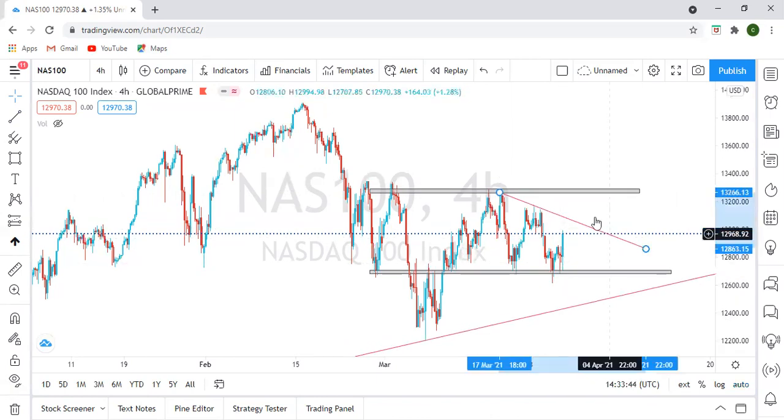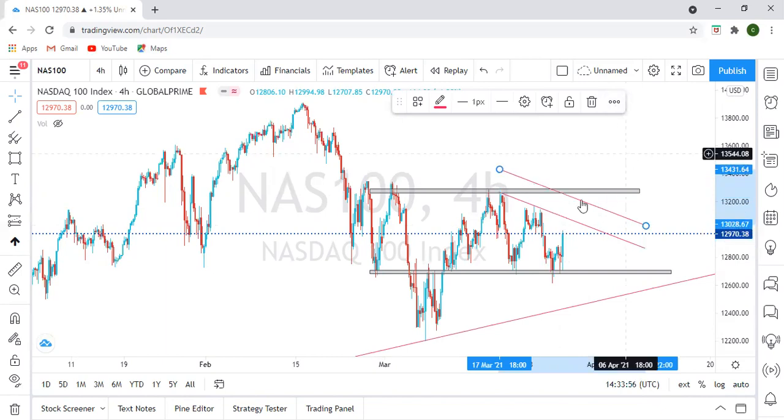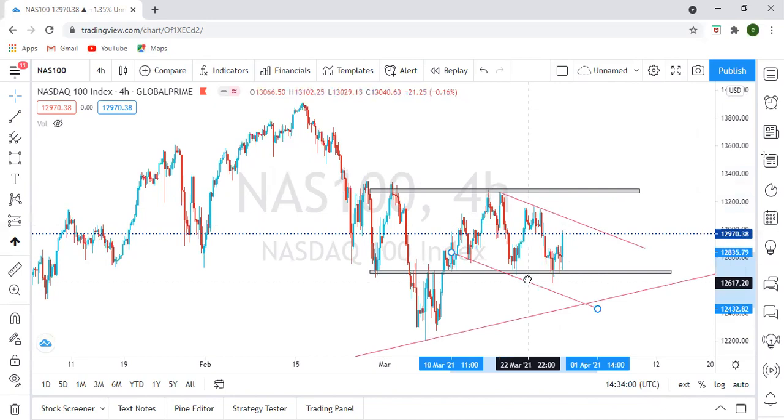So this is the resistance of a falling channel. Now that's where the market is resisting on the south. The market is resisting here. So let's just put our support trend line to be somewhere here. So our support trend line can be somewhere here.